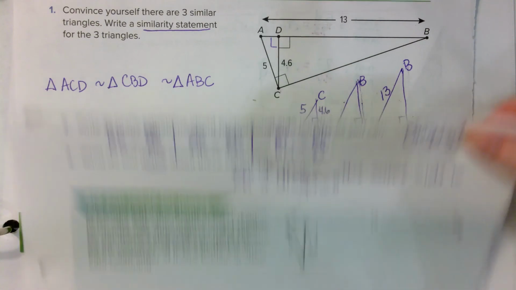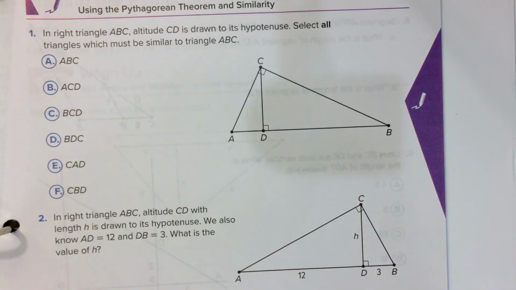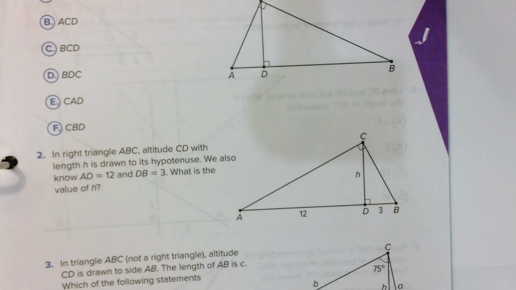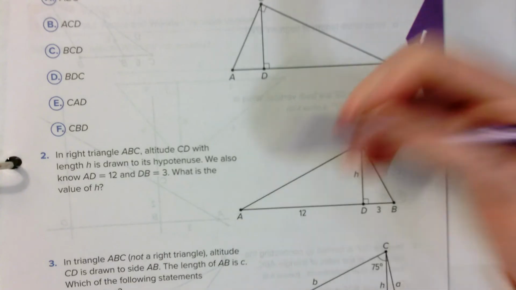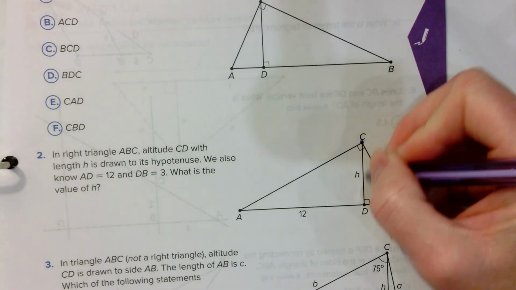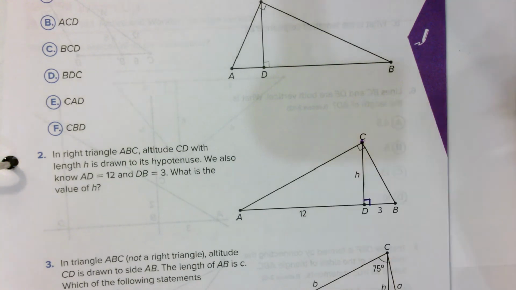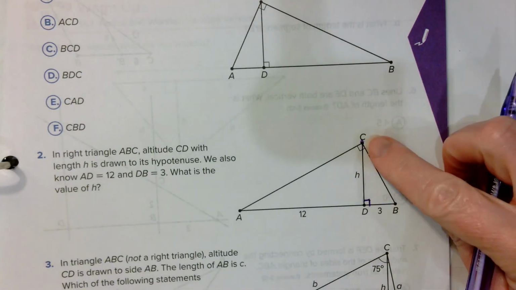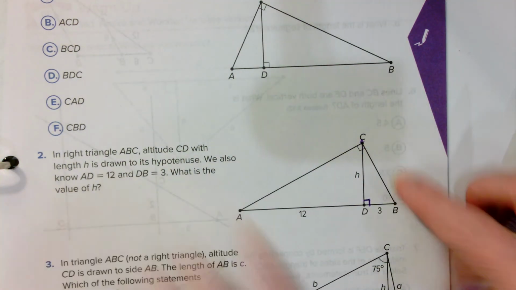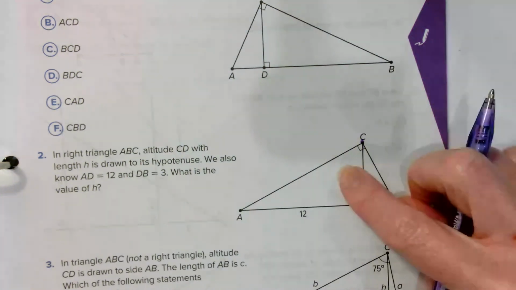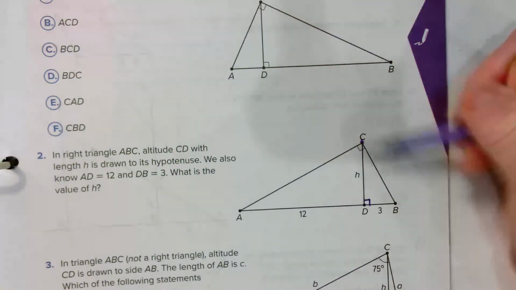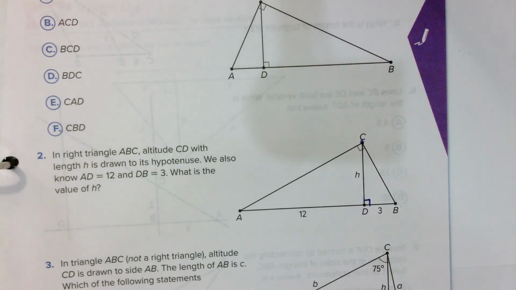So let's take this idea and go to a practice problem. If you could turn to practice problem number 2. This one says in a right triangle ABC, that's the biggest one, the altitude CD. So the altitude goes from a vertex perpendicular to the other side. That's what makes it the altitude. So if I wanted to calculate area, for instance, this could be a height and the 15 could be a base if I was calculating the area of this whole big triangle. So it says we also know AD is 12 and we know DB is 3. So it says what's the value of H?